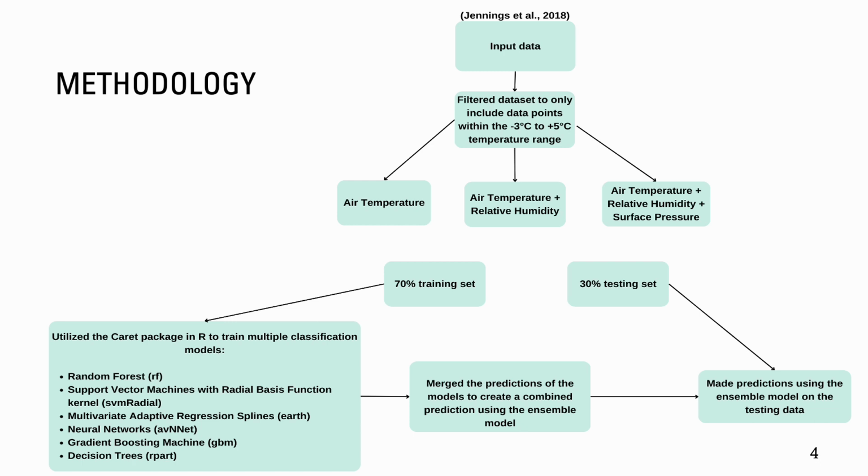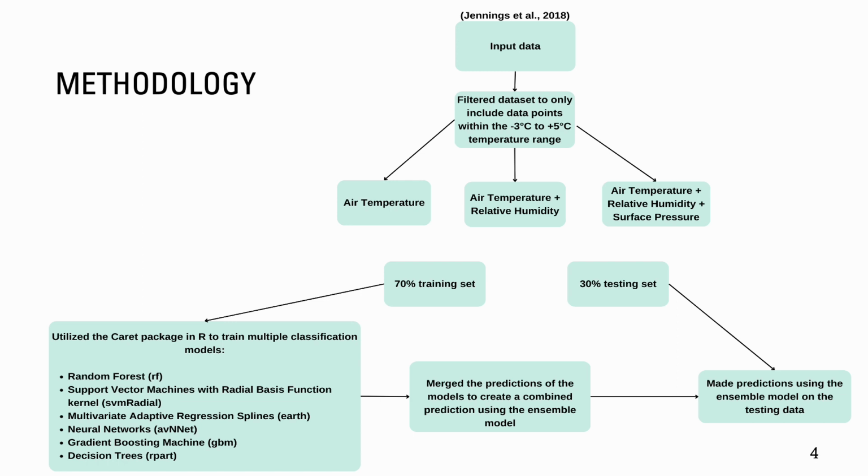This flowchart depicts the process I took to develop my model. So starting off, we have my input data, which was a global data set of precipitation phase and environmental variables. I then filtered the data set to only include data points within the -3 to 5 degrees Celsius temperature range. The reason I did this is because within this specific temperature range, precipitation can fall as either rain or snow depending on specific atmospheric conditions.